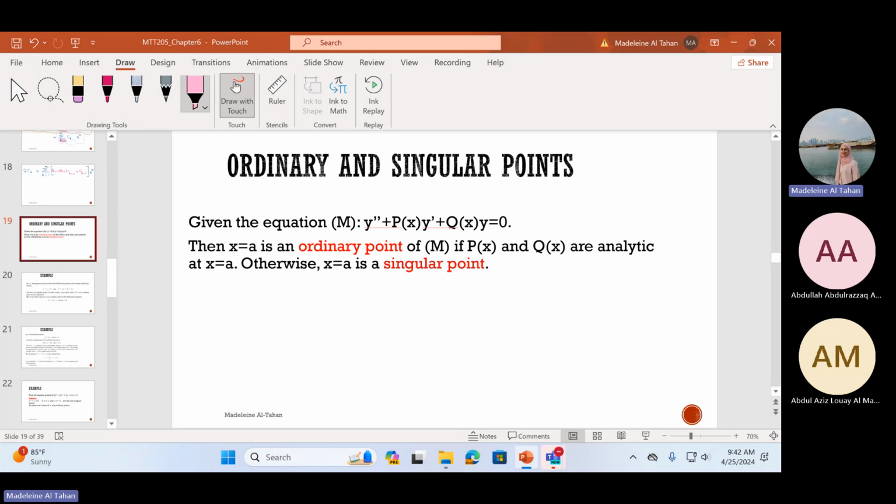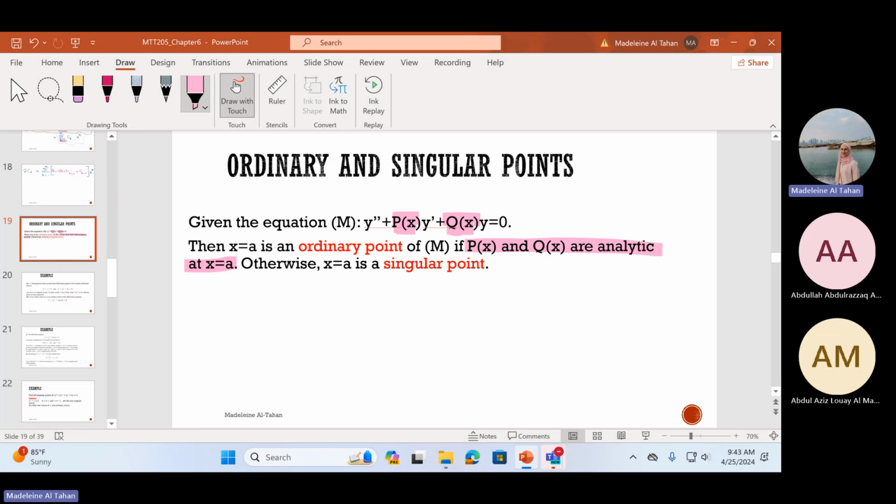We are saying here x equal a is an ordinary point. This a will be given. I will ask you to check if x equal 1 is an ordinary point, x equal 0, x equal 2, x equal -1. For this to be an ordinary point, we will look at p of x and q of x. Remember this: if we did not make the coefficient of y double prime 1, our answer will be incorrect. p of x and q of x should be analytic at x equal a.